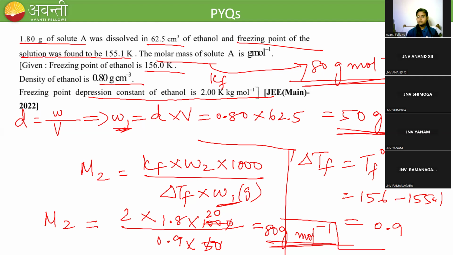Tomorrow we will start with a new lesson. Tomorrow I will discuss electrochemistry. Any doubts from today's numerical part of the solutions lesson for anyone? Is everything clear? Everything is okay?